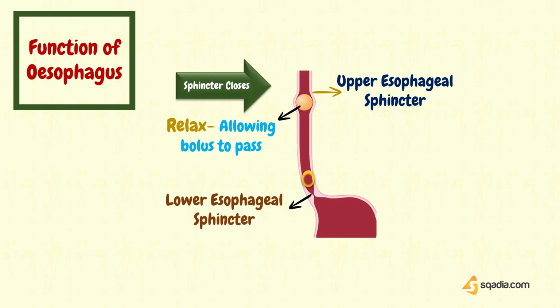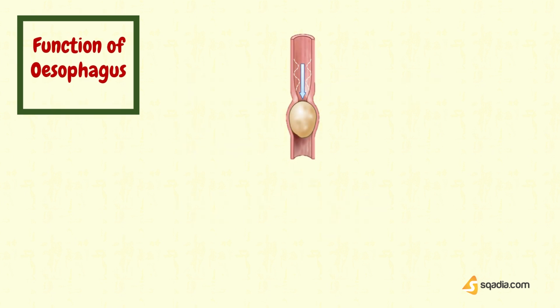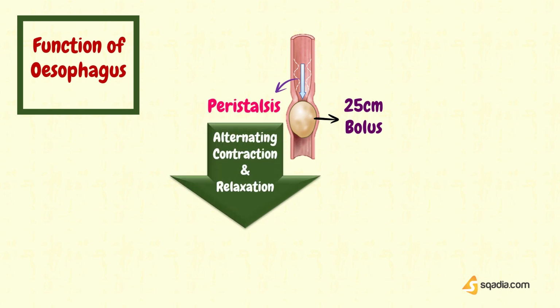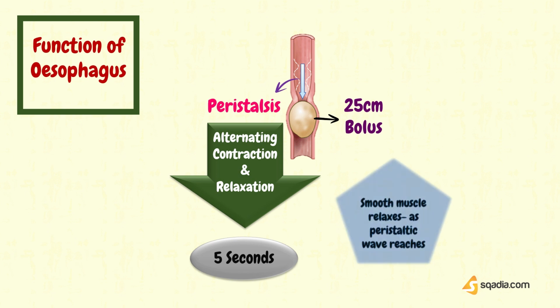Before the bolus enters the stomach, it passes through another sphincter, the lower esophageal sphincter, formed from a ring of smooth muscle. Once in the esophagus, the bolus of approximately 25 cm is propelled to the stomach by a process called peristalsis. A coordinated wave of relaxation in front of the bolus and contraction behind the bolus of the circular and longitudinal muscle layers of the esophagus forces the food into the stomach in about 5 seconds. The smooth muscle then relaxes as the peristaltic wave reaches downward.